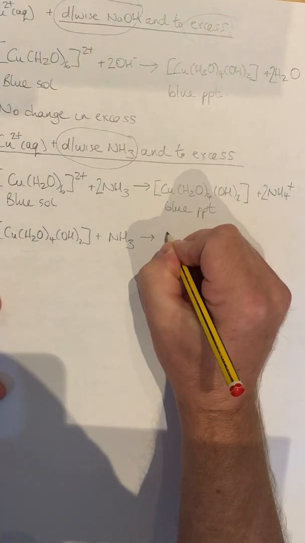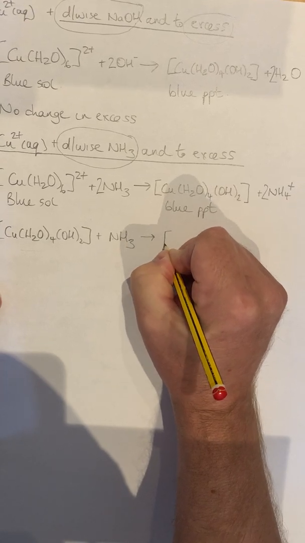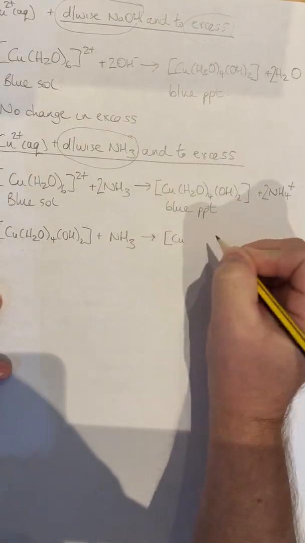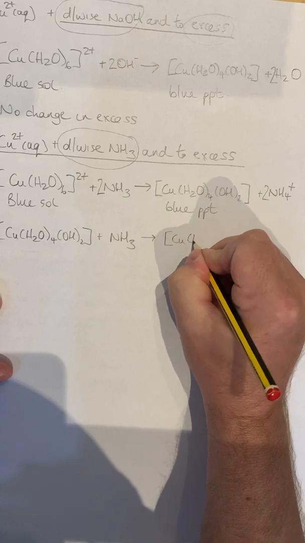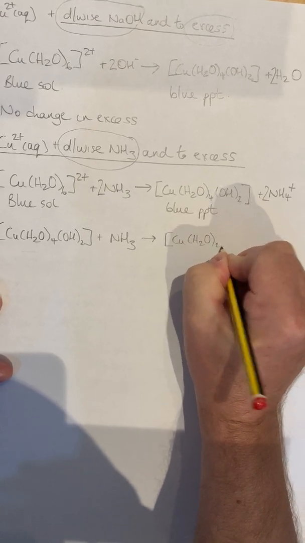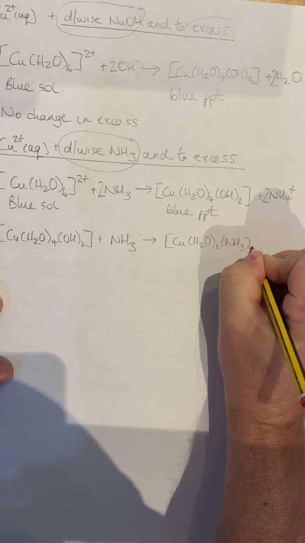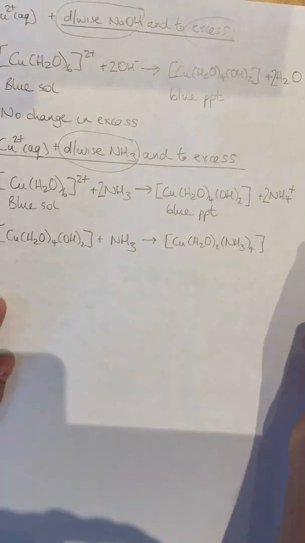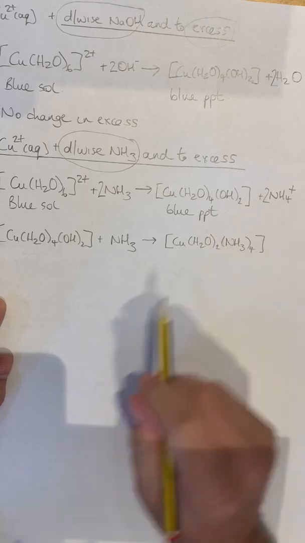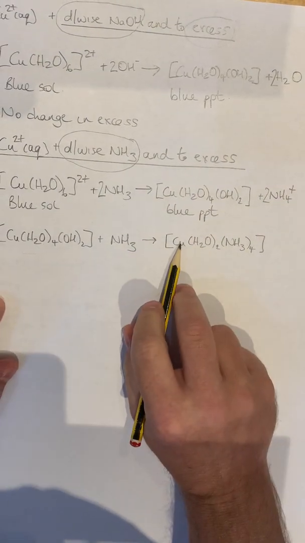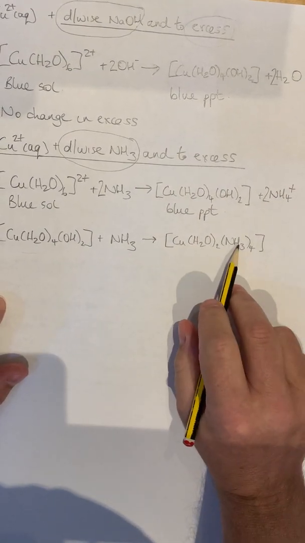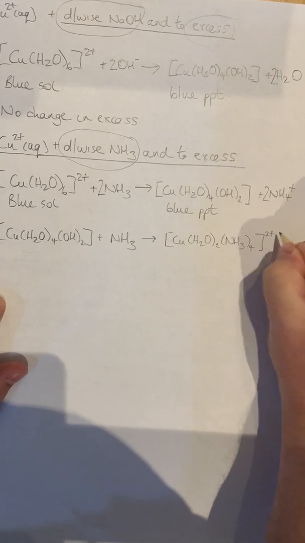And this is where, again, from the table, you need to know that in that reaction, it forms the 2 water and 4 ammonia ligands. It doesn't matter which order you put those in. Copper 2+, water has no charge, ammonia has no charge, therefore it's 2+.